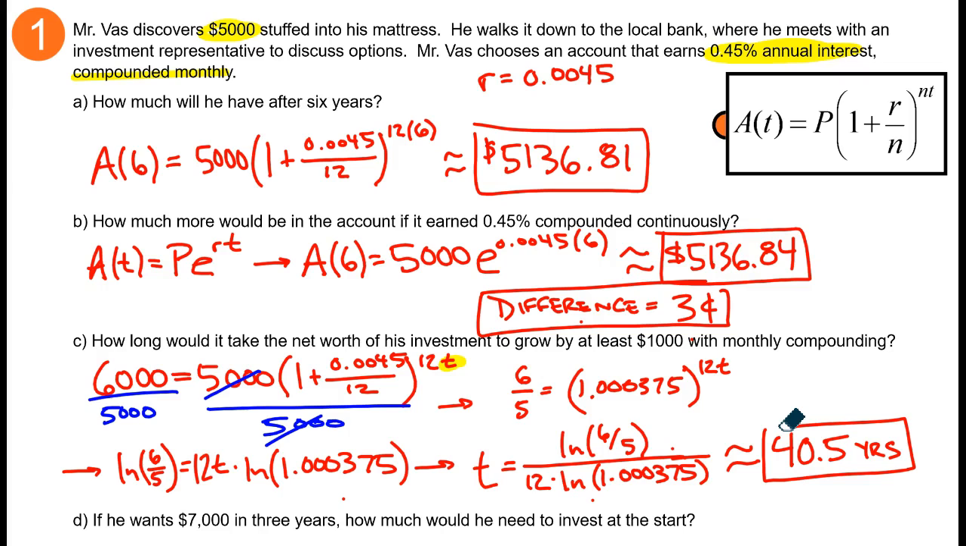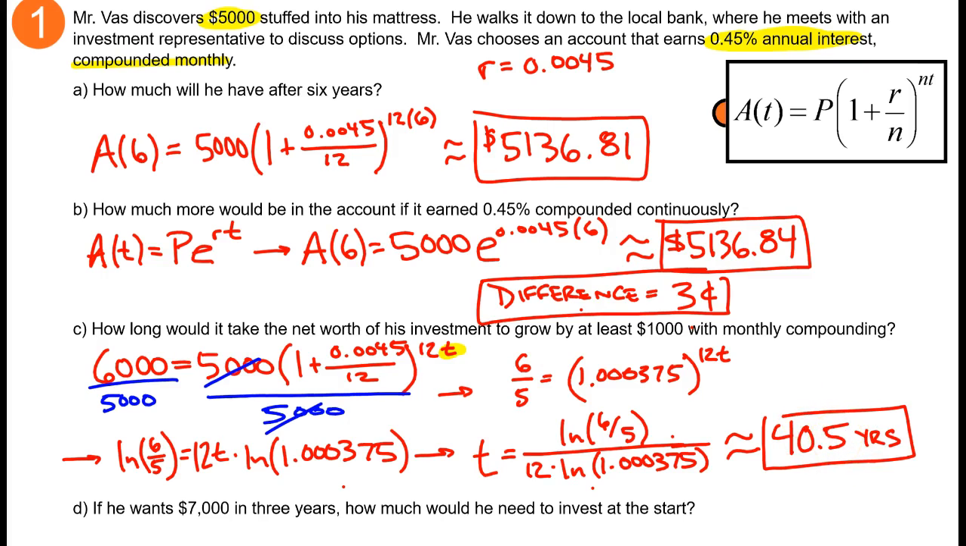One thing I want to point out here is this expression. When you plug this into your calculator, you need to be really careful. If you're not careful, then you might end up multiplying by the ln of 1.000375 rather than dividing by it. So make sure you try this one out on your calculator and you can see you get the same answer that I do.